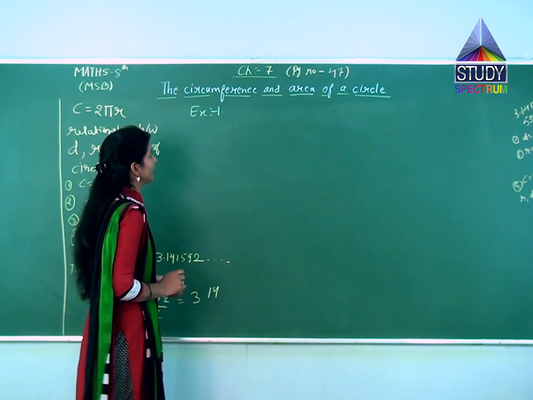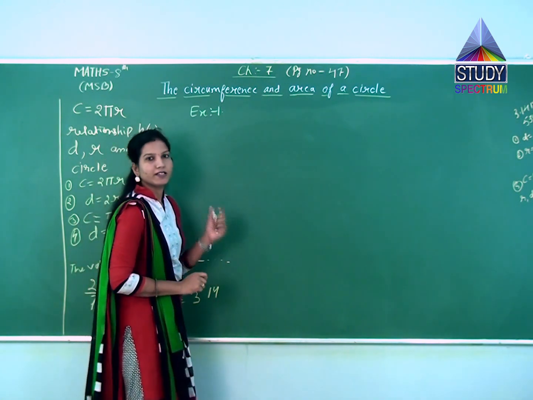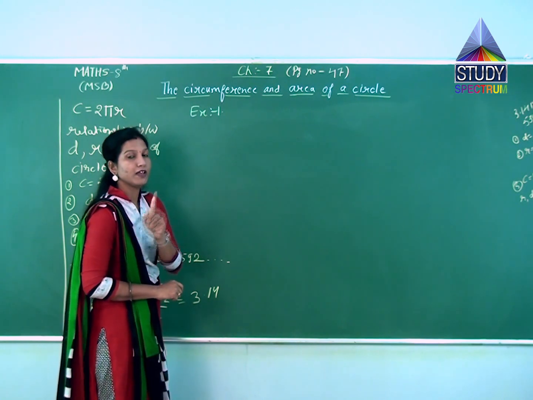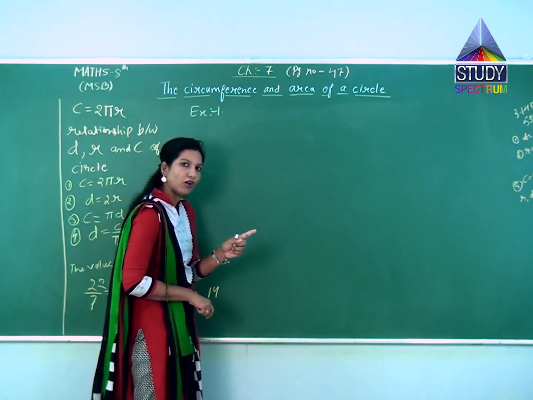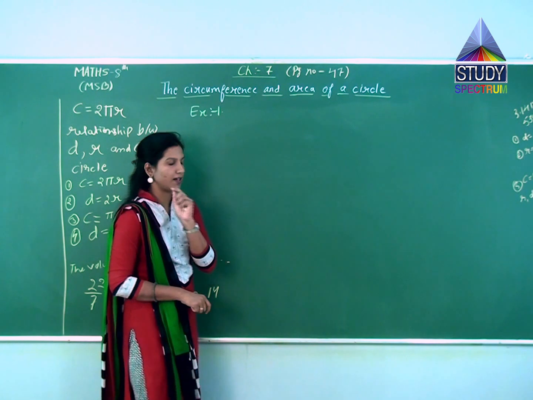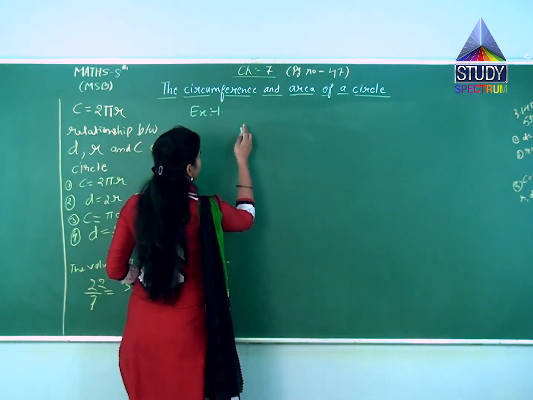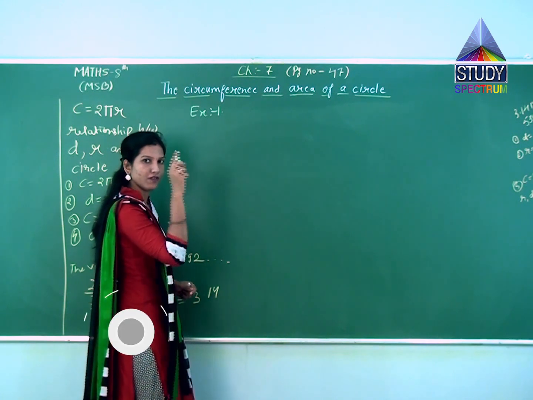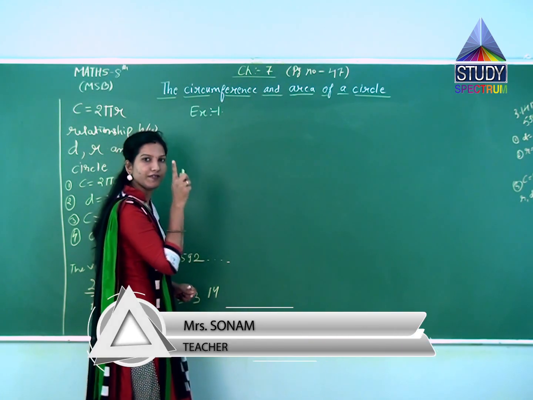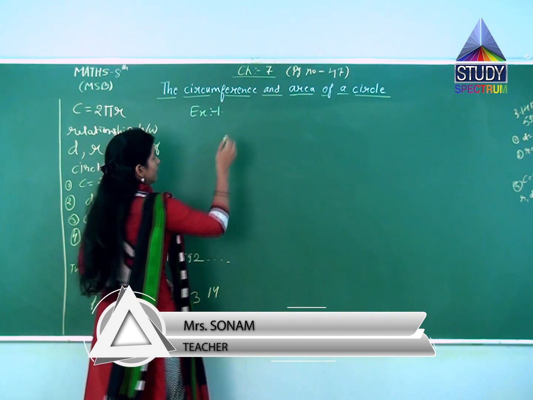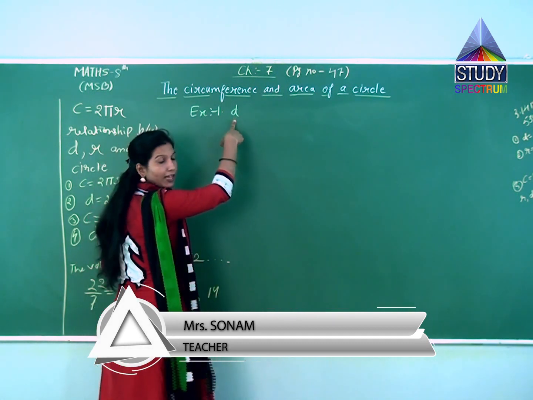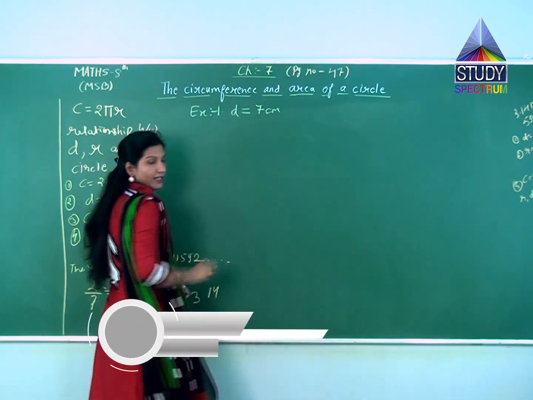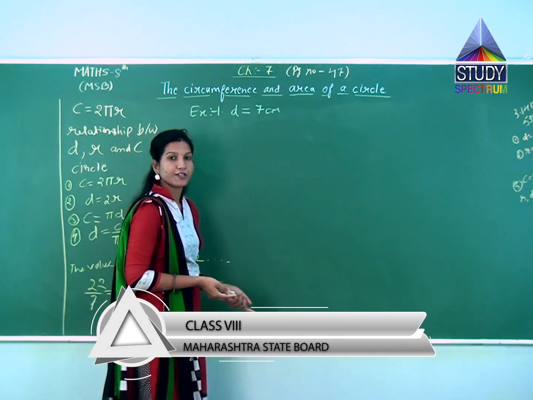In example number 1, we are told that a circle has a diameter of 7 cm and you have to find out the circumference of the circle. What is given? The diameter of the circle. So we will write here D for diameter. D is 7 cm.